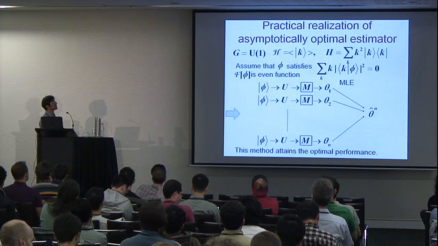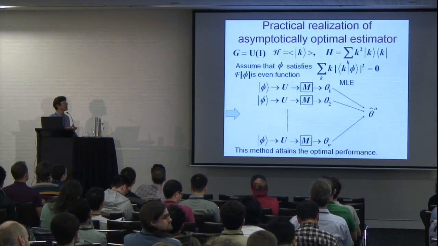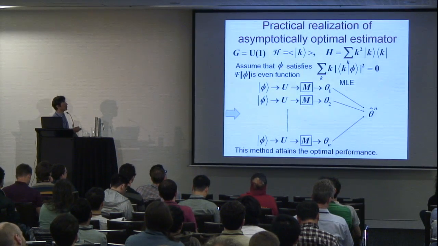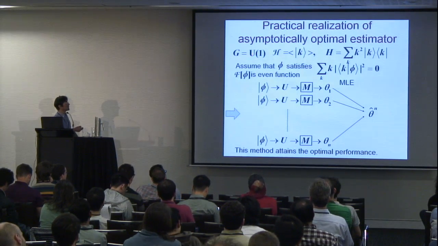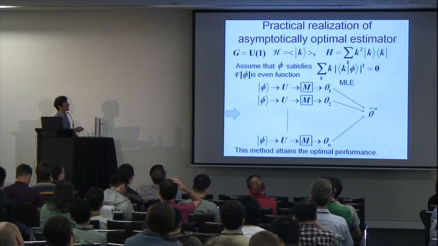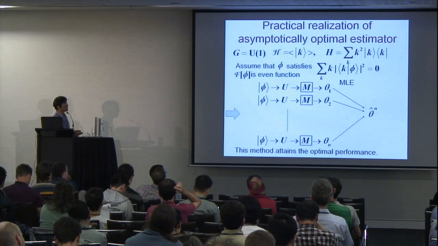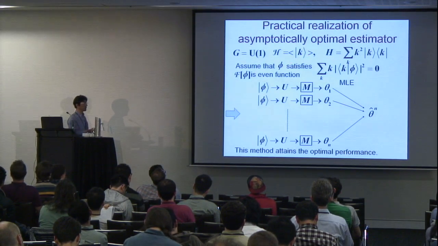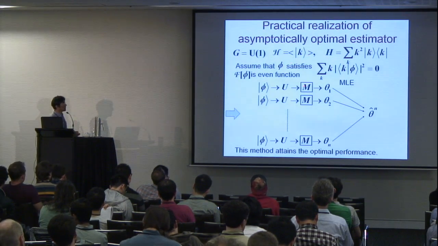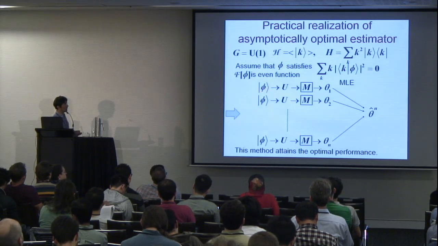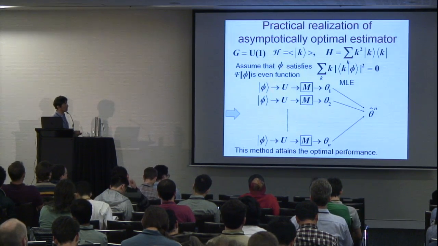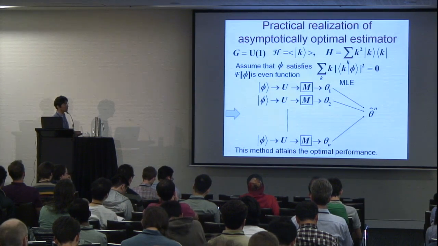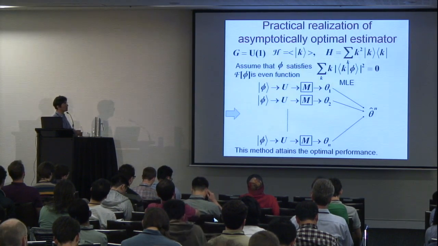Now I want to explain how to realize that optimal performance. This is a more important topic. In the case of U1, it is enough to consider only one copy. So now we consider some input state, and this is unitary, and we apply the optimal measurement on one system.